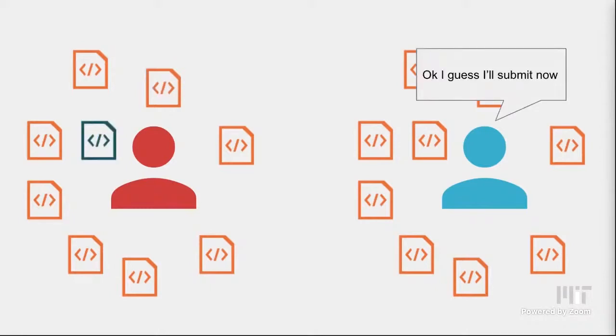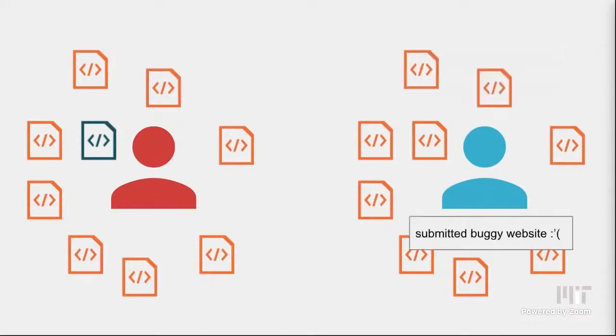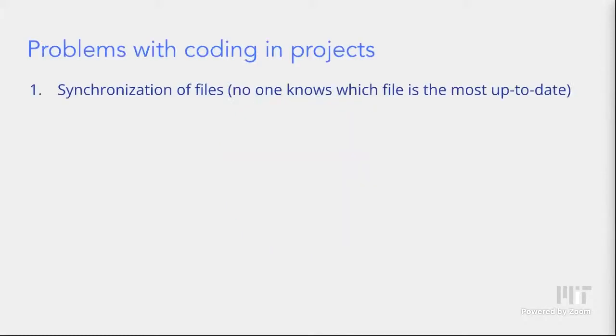Alice says, okay, everything looks good to me. She doesn't find the bug, and she submits the website as is. And now the team is sad because they submitted a buggy website. There wasn't any automatic system to help them keep track of changes. There wasn't enough communication between them to do it manually. Things are just going wrong everywhere. And so the problem with the synchronization of files is that no one knows which file is the most updated at any time.